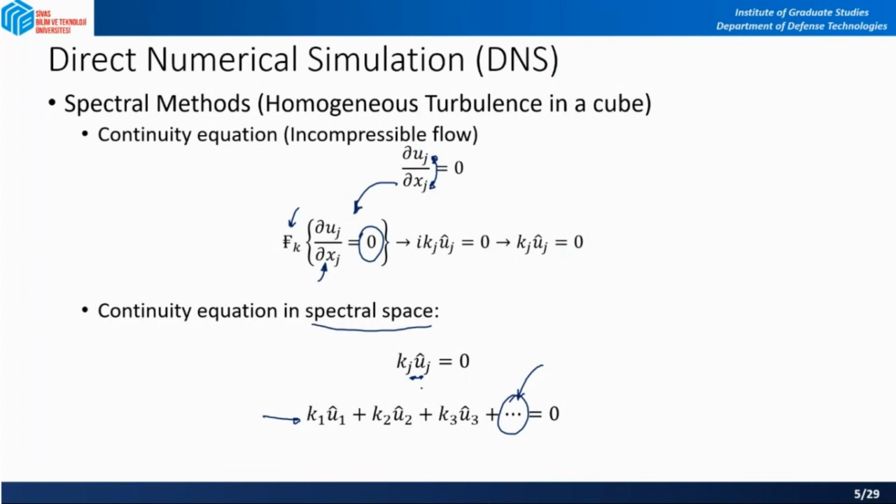This equation is a simple algebraic equation, as you can see: k1u1, k2u2, k3u3. It is an algebraic equation, and you only need to solve this equation, not the other one, which is a differential equation.